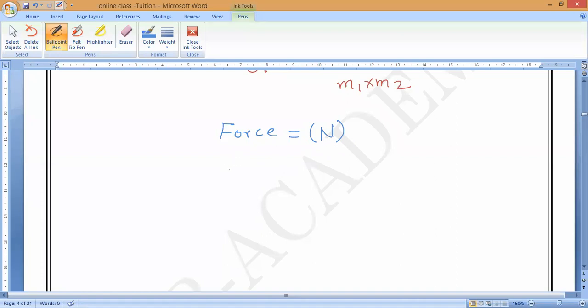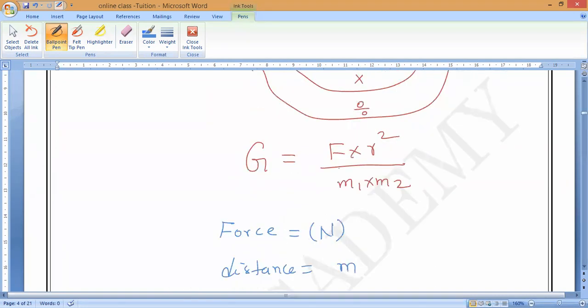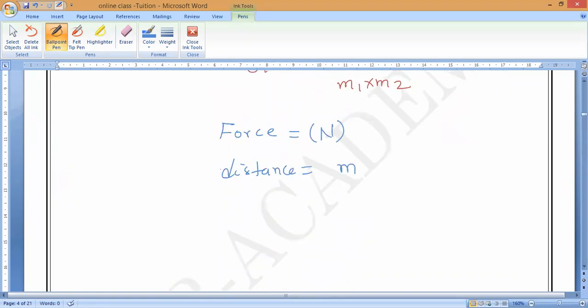Next, distance. What is the unit of distance? Meter. But here it is distance square, so what will it be? Meter square will come. Next, mass. What is the unit of mass? Kilogram, kg. That's all.